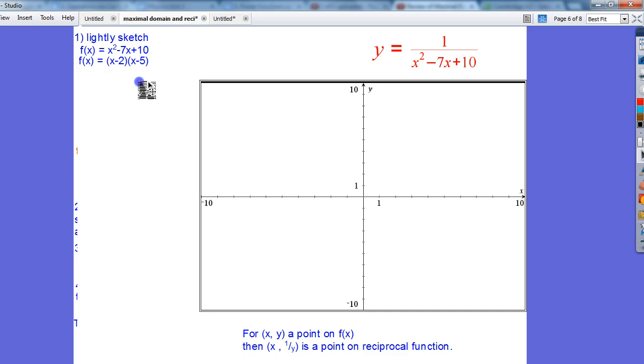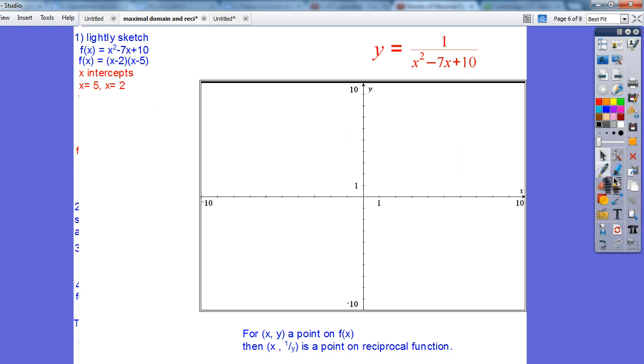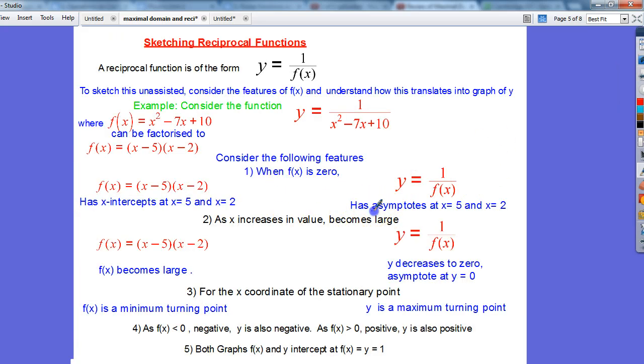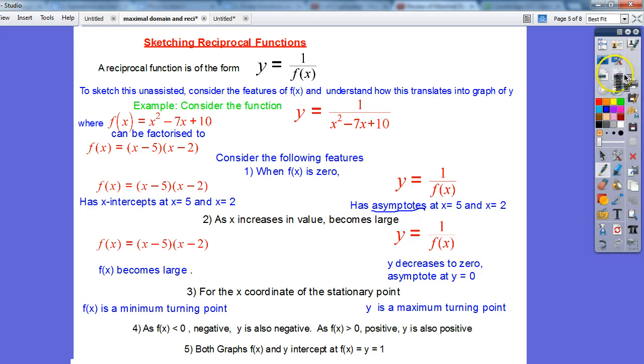This is useful to consider when it's in turning point form: we're going to get x-intercepts when f of x is 0. And it's important to identify them when x is 2 and when x is 5. There's x equals 2, 3, 4, 5, and that's when x equals 5. So they're going to be turning points of our parabola. And what are they for the reciprocal function? They are asymptotes. So let's put them in.